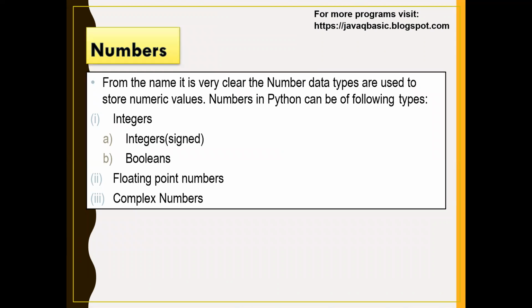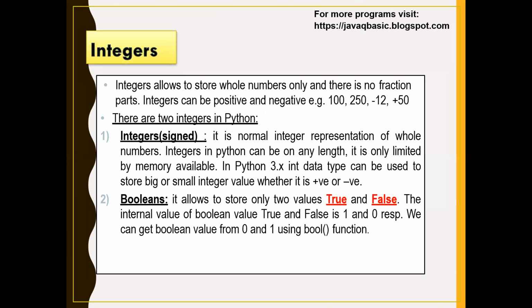Now numbers. From the name, it is very clear that numbers data types are used to store numeric values. Numbers in Python can be of following types: integer types, whole numbers types, boolean, floating point numbers, decimal, and the complex numbers. Integers. Integers allow to store whole numbers only, and there is no fraction part. Integers can be positive and negative. Example 100, 50, minus 12, plus 50.